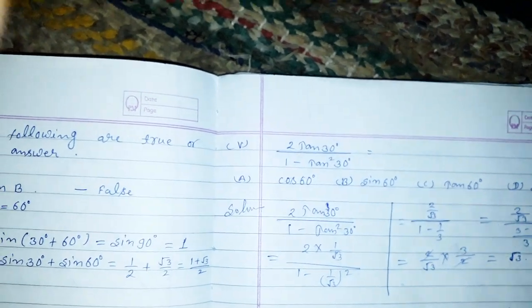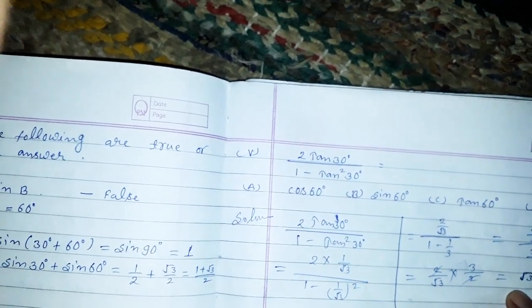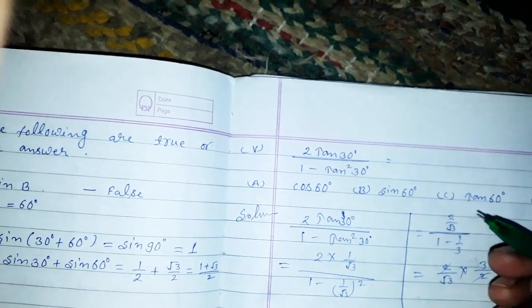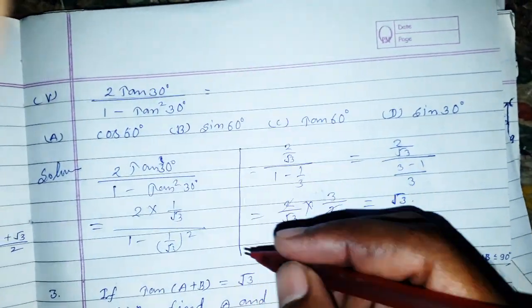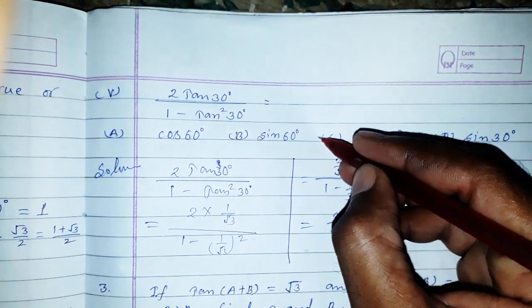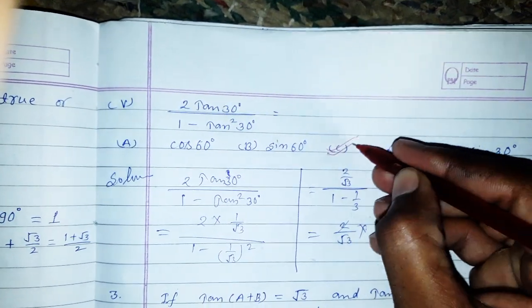What is the value of root 3? The value of tan 60 degrees is root 3. So the answer is tan 60 degrees, root 3, so the answer is C.